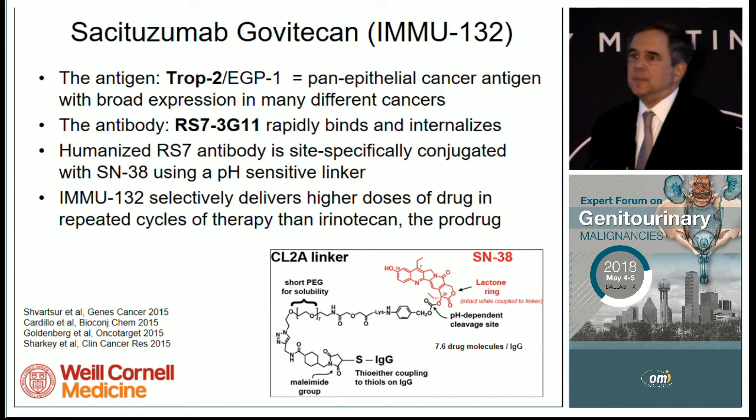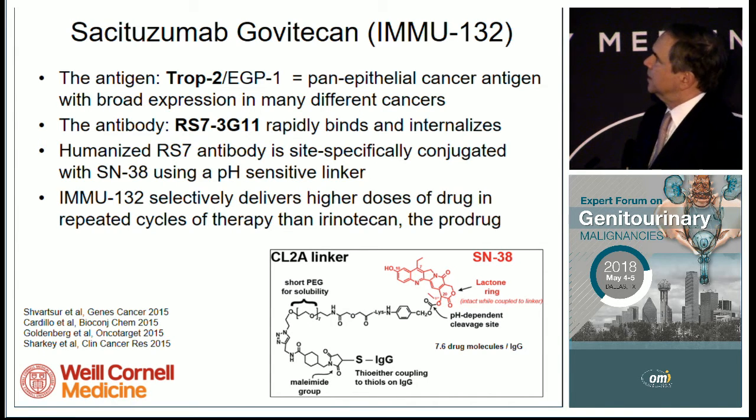So there are other agents that are being evaluated in urothelial carcinoma. Sacituzumab govitecan, or IMU 132, I'll just simply use that term. It's a lot easier to use. It's a complex that recognizes TROP2, which is a pan-epithelial antigen with broad expression in different tumors.